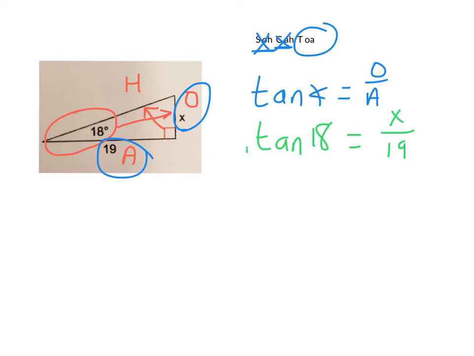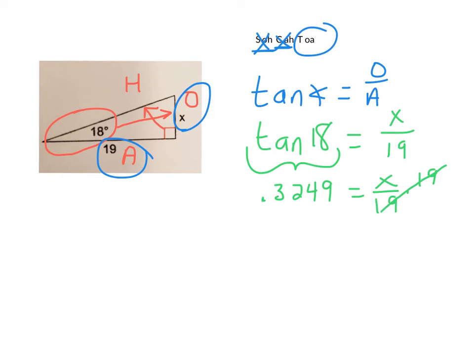So again, the first step to do would be to grab your calculator and find out what the tangent of 18 is. And it is 0.3249 equals x over 19. Again, I tend to rewrite the problem as I go. To solve for x, the 19 is dividing into it. So we're going to undo that by multiplying.